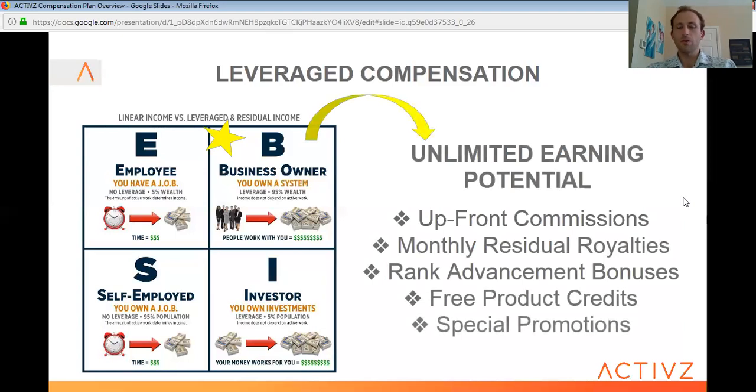You can see some of the different ways we get paid: upfront commissions, monthly residual royalties, rank advance bonuses, free product credits, special promotions, as well as some very lucrative global bonus pools. So I think it's important to understand that this compensation plan is very strong on the upfront as well as long-term residual. But it goes beyond that, and you're not limited by the time you can put into this. So you can really start part-time and build up from there.